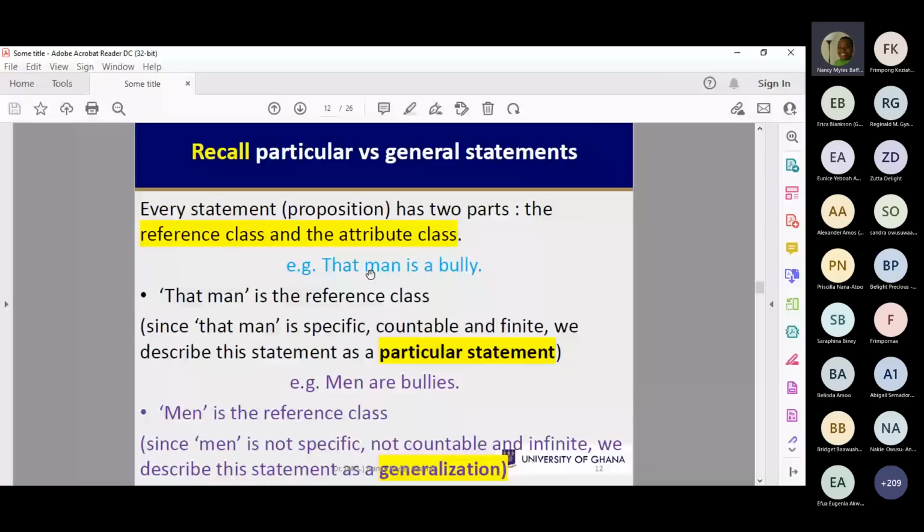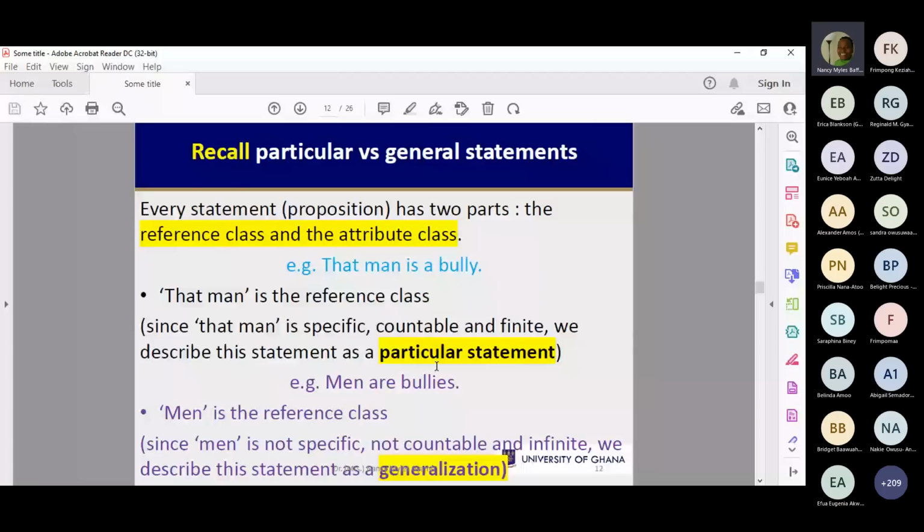Why is it being called a particular statement? Because it has a reference class which is finite, countable. What is this reference class thing? Oh, it's just another way of talking about the subject of a statement. So we gave you an example. If I said, that man is a bully, look at the language, the reference, I'm referring to that man specifically. If the word specific confuses you, I can count what I'm referring to and finish counting: that man, the boy in the class, the women sitting under the tree there, all the metals there. It means I have a specific number in mind. It may be 100 million metals, we'll finish counting. It is in the language. So if I have a statement like this, it has a finite, countable reference class. We call that a particular statement.